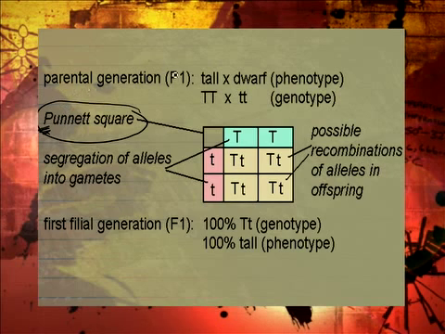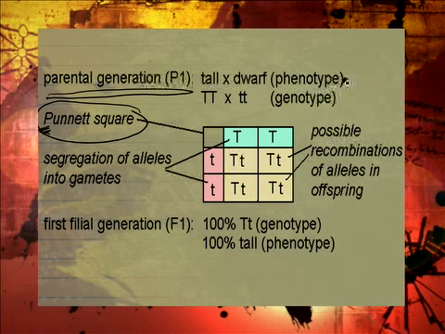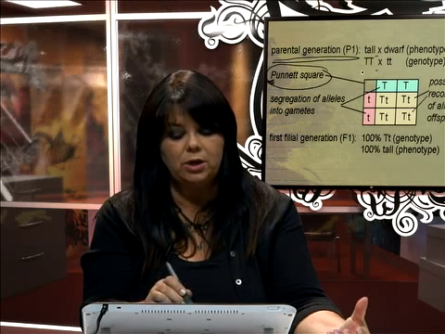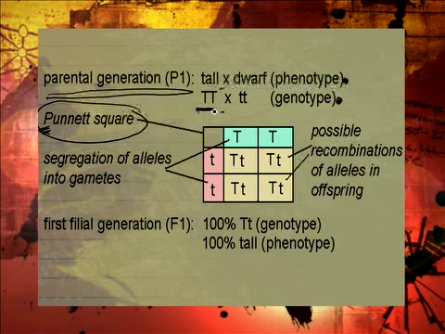Start off always showing what the parental generation is. Always write down the phenotype, which is what it looks like, followed by the genotype, which is what its genetics are, what its genes are made up of. Always write it out with the cross sign in between so that people can see you are crossing a double tall with a double dwarf.